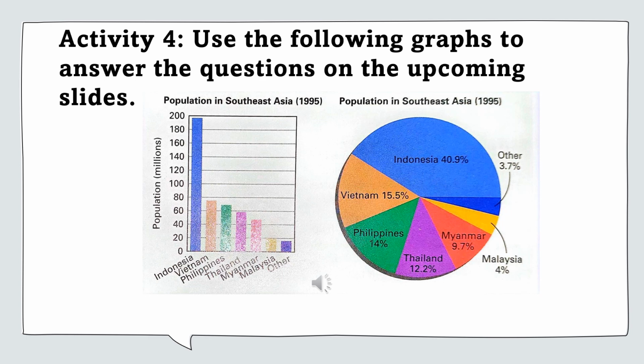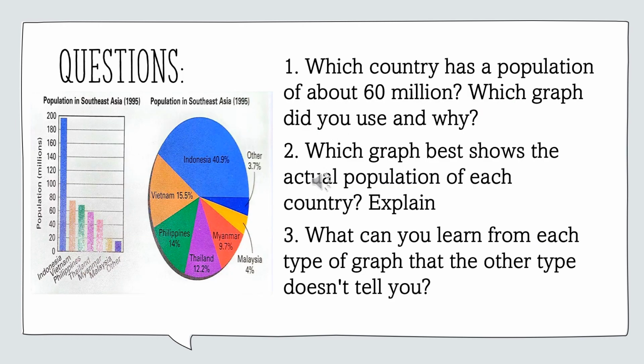For Activity 4. Use the following graphs to answer the questions on the upcoming slides. Questions. 1. Which country has a population of about 60 million? Which graph did you use and why? 2. Which graph best shows the actual population of each country? Explain. 3. What can you learn from each type of graph that the other type doesn't tell you?